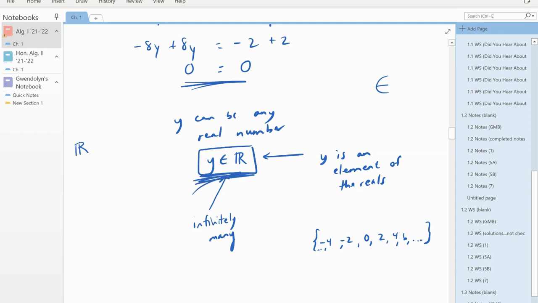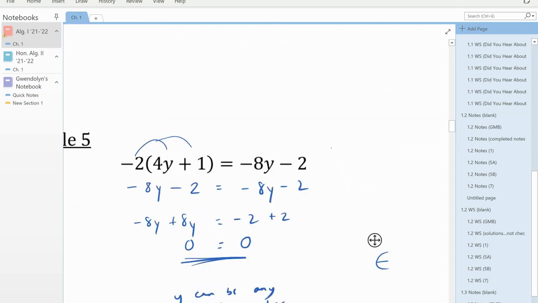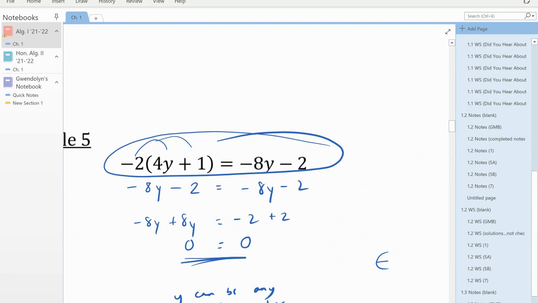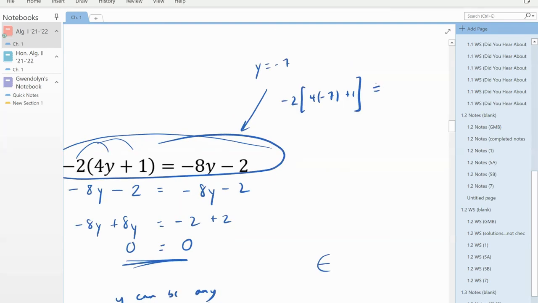And I'm telling you that any number you can think of, when you go back right here and you plug it into that equation, will make it true. For example, let's just pick some random number. Let's pick -7. I'm going to change that parenthesis to a bracket just to make it easier to look at. Does that equal -8 times -7 minus 2? -27 here. I'm going to get, what, 54 on this side? Oh, look at that. It did make it true.